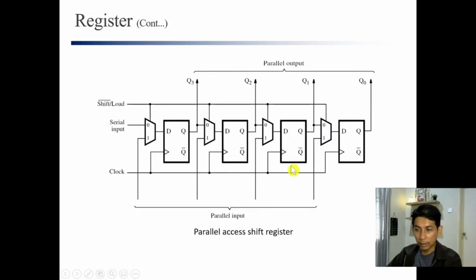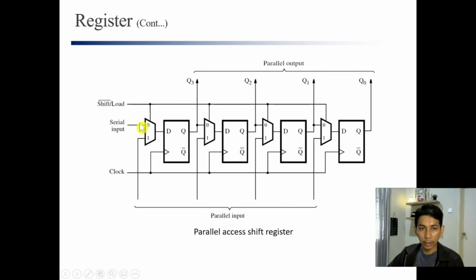The last one for the register is the shift load register. What is the shift load register? The shift load register is the register that you can load the input in parallel and get the output in parallel, or you can get the output bit by bit, shifting from the left to right or from the right to left, depending. In this case, it shifts from the left to the right.